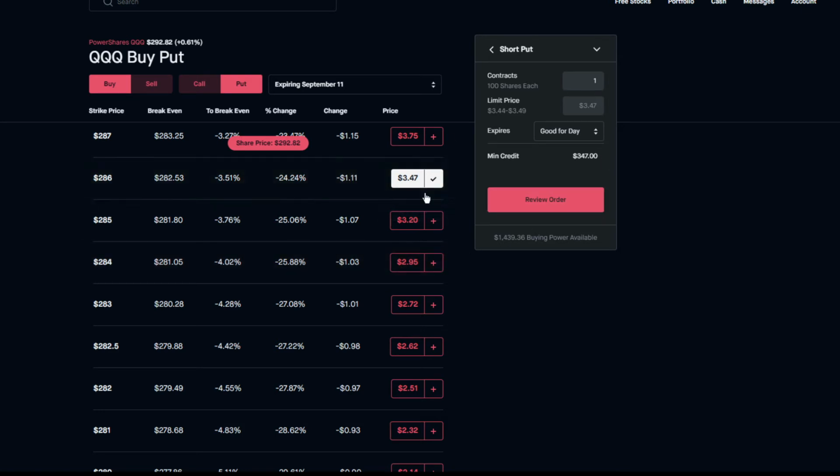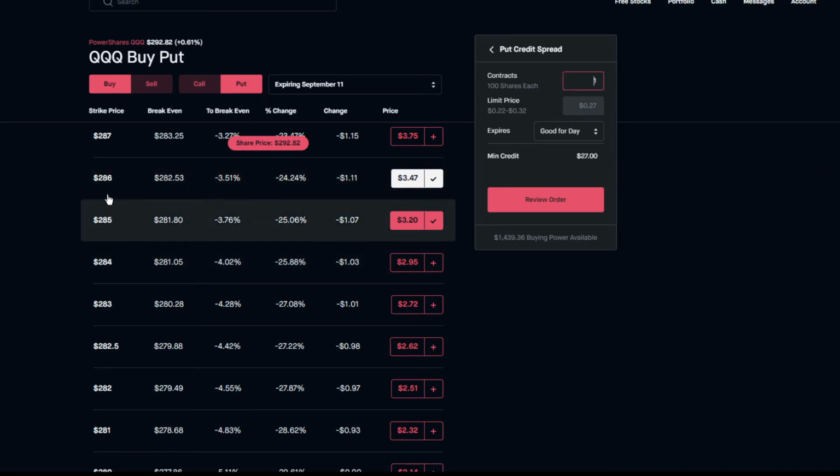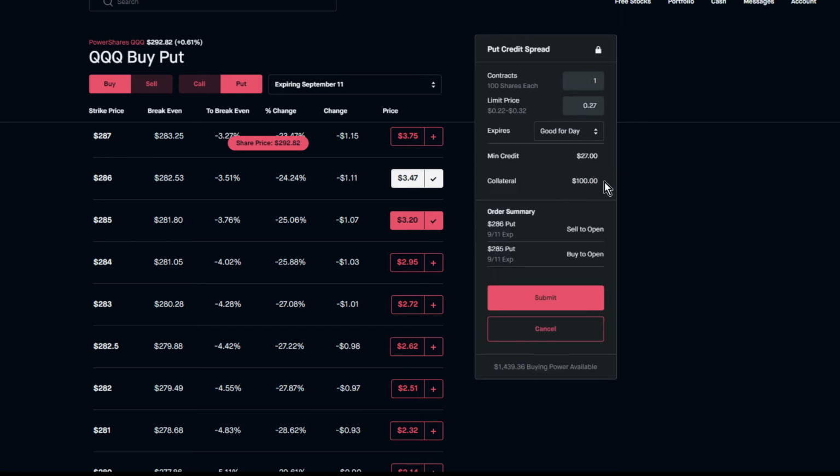So let's say we were to choose this one right over here, the 286, and let's say we were to choose the one right below it. Well, the minimum credit would only be 27, right? The collateral would most likely be the difference, 100 minus the 27, which would come out to around 73. But if we review this, the collateral, as you see, is just 100.